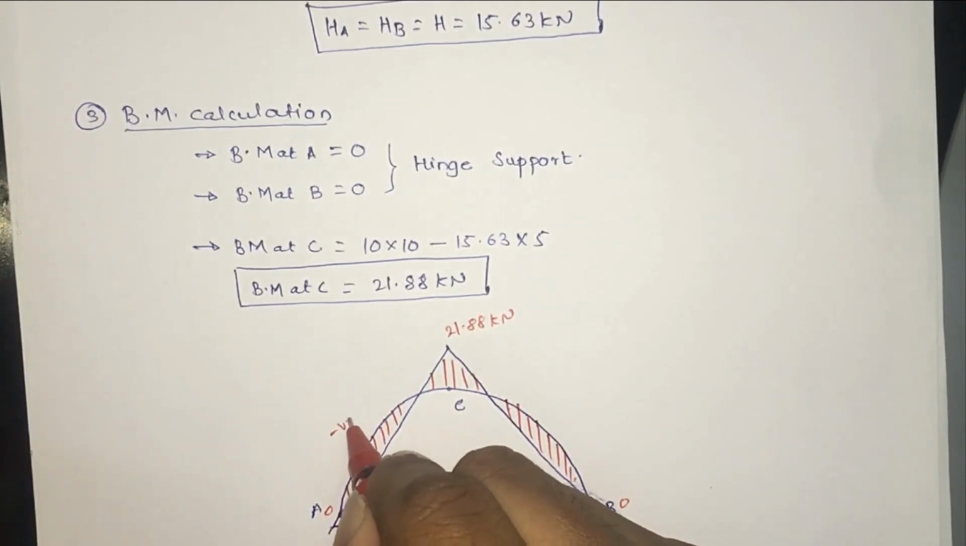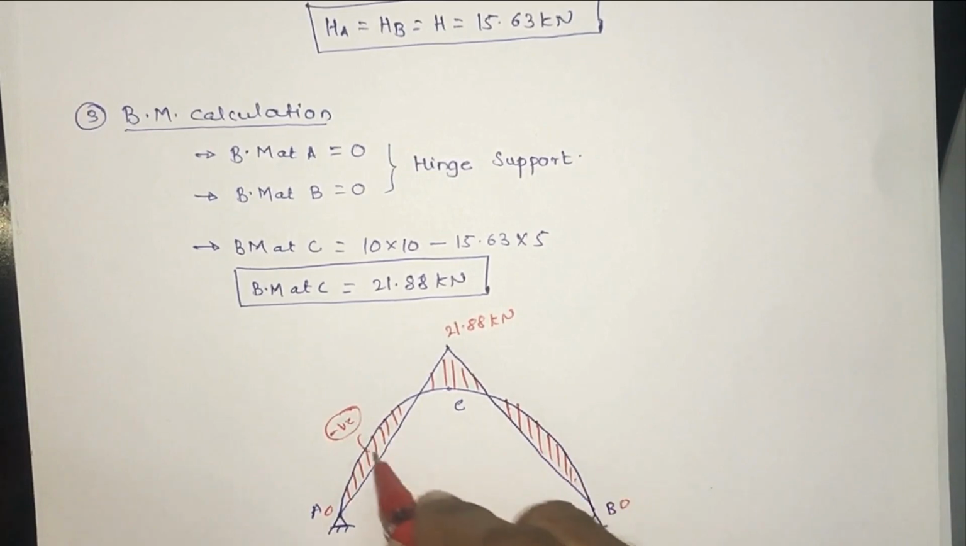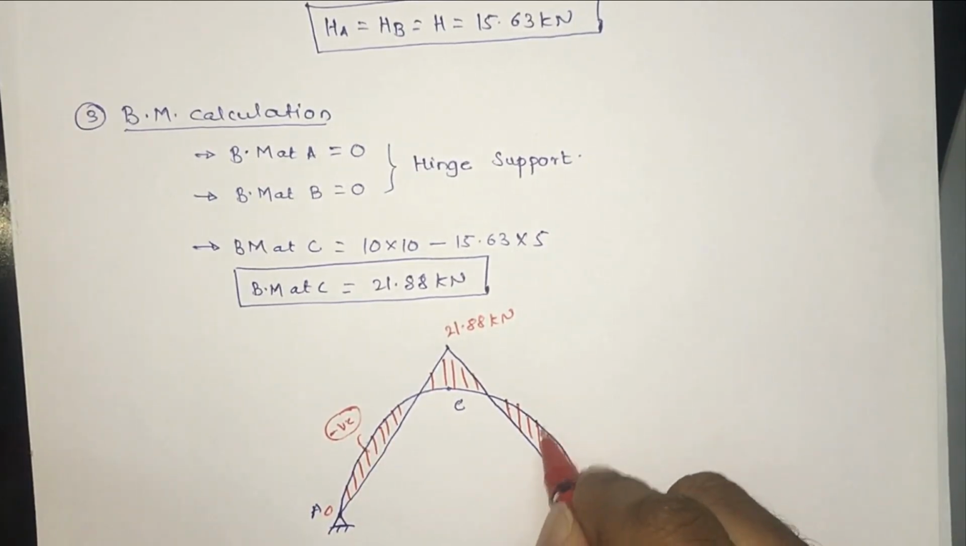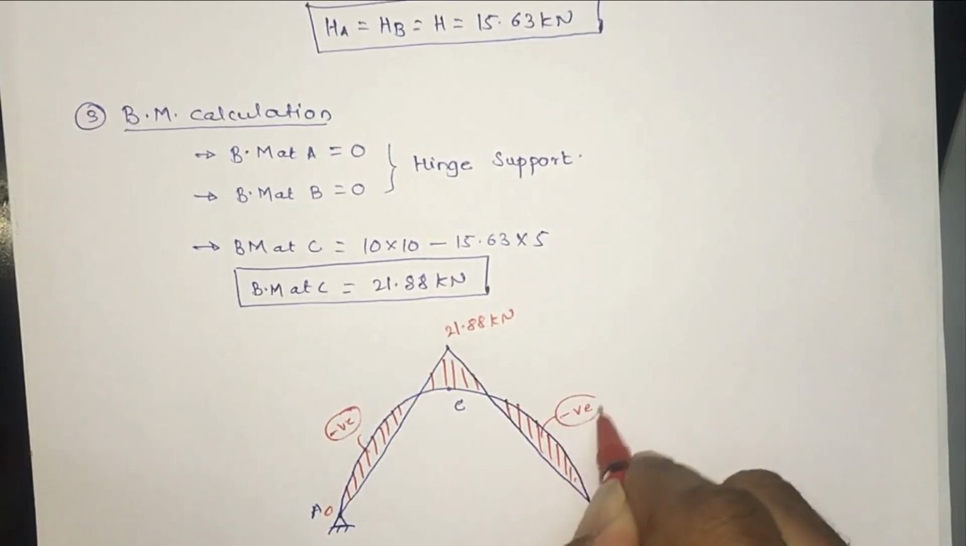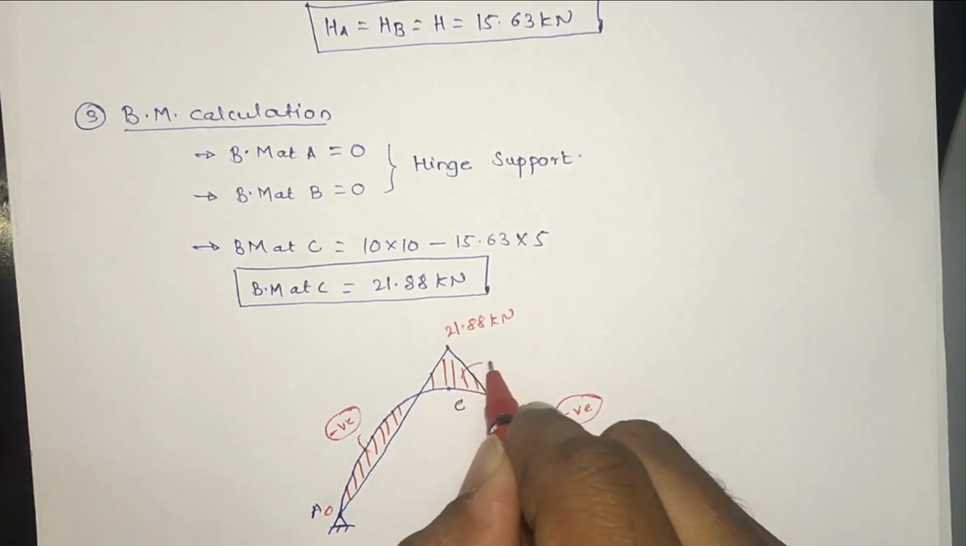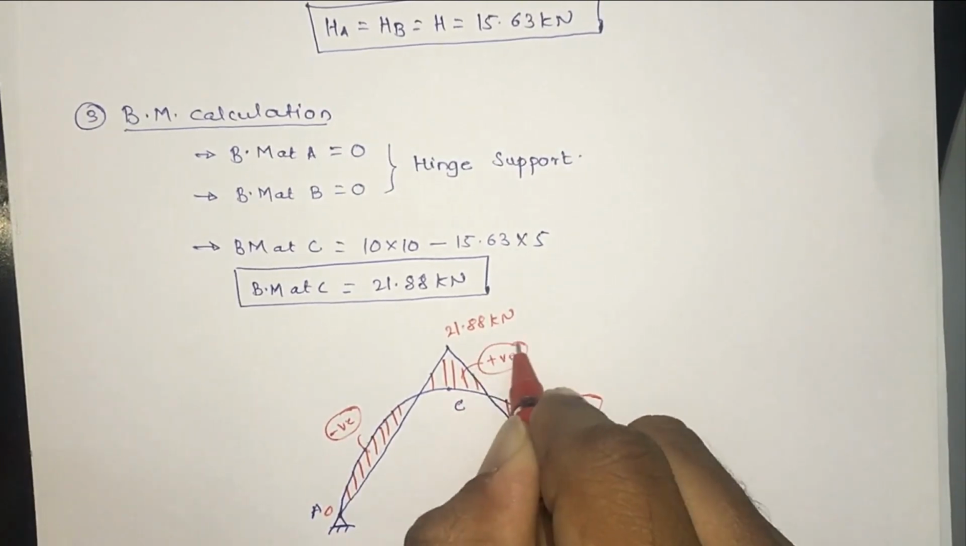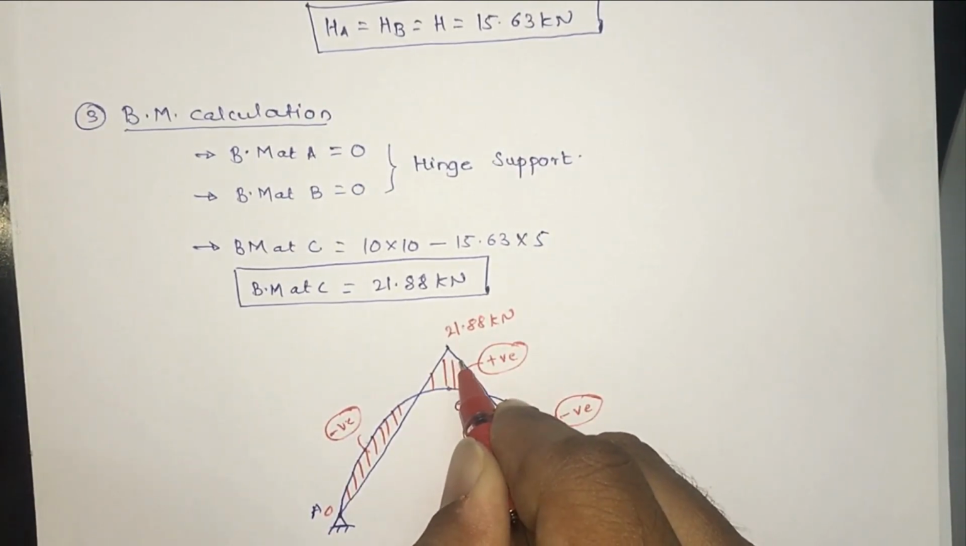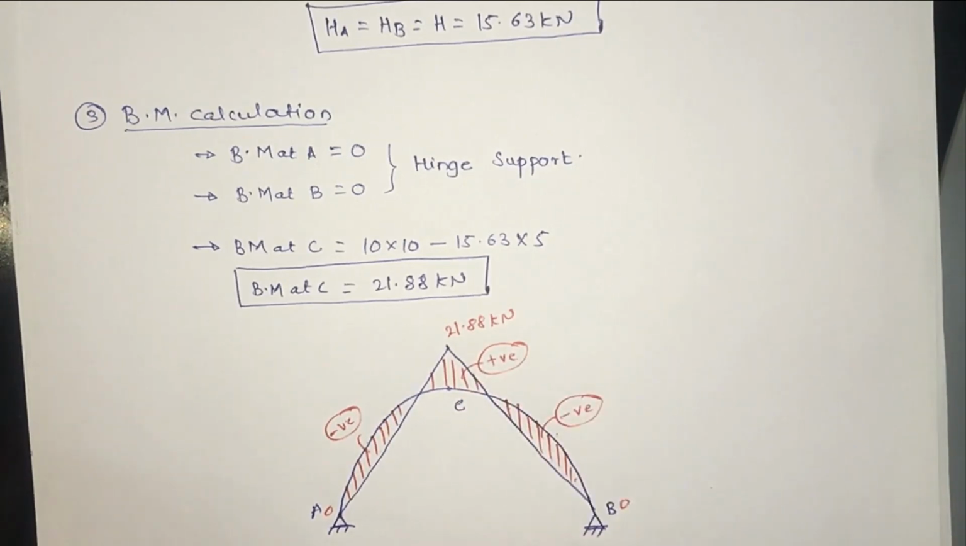This is a negative bending moment, as this is below the arch. This is also a negative bending moment, below the arch. This is the positive bending moment, in the upward side of the arch. So this is your final bending moment diagram of the arch.